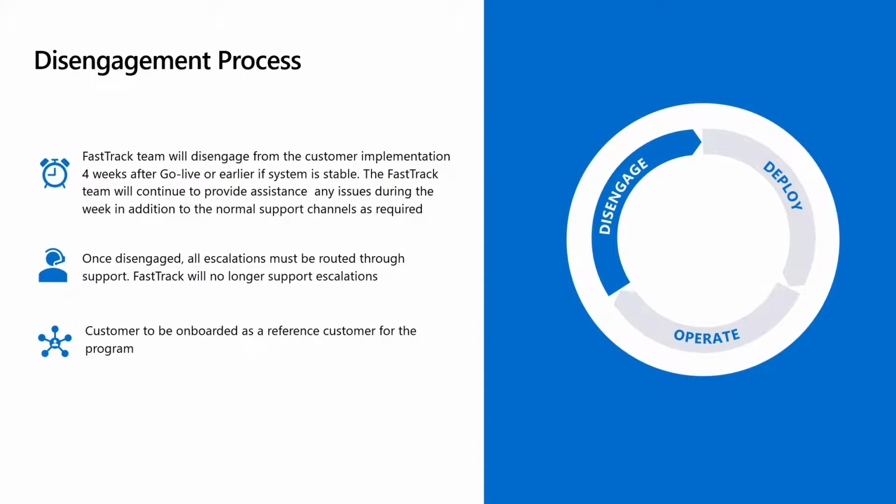FastTrack engagement ends when the customer is live and stable, typically 4 weeks after the go live. The FastTrack team is not a support team or an escalation team. Therefore, once we engage, all escalations and issues must go through the support organization. And the FastTrack program is no cost to our customers and to you as partners. What we are looking for is a positive experience while we're working together throughout the engagement.